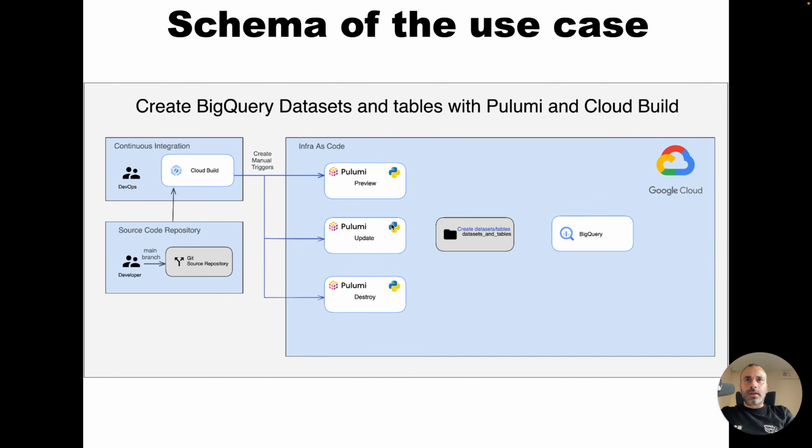Then we will propose with Cloud Build three different jobs. One, to preview the changes in the current infrastructure. If the preview is okay and corresponds to the expected changes, we can then execute the Pulumi update, and at the end of this use case, we will destroy the infrastructure used for this project.